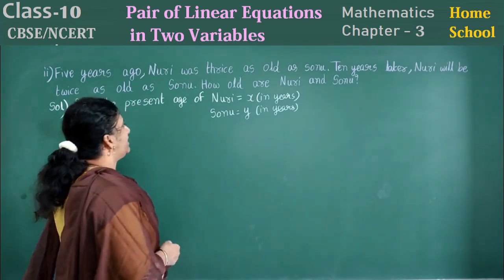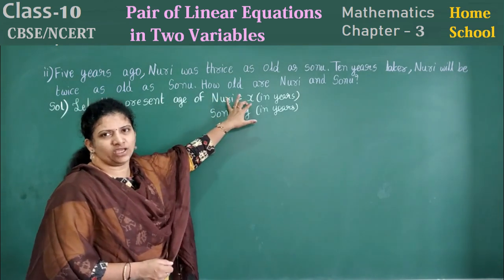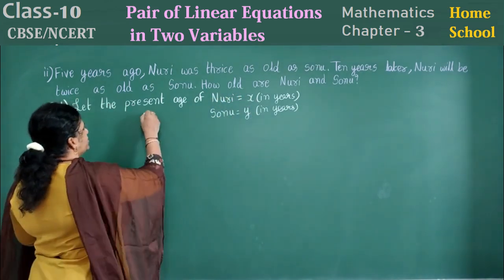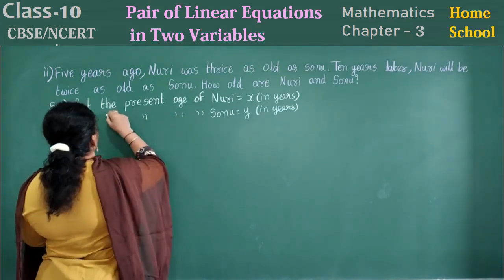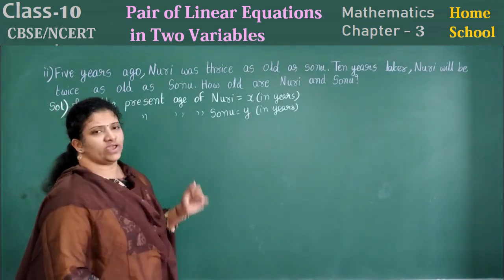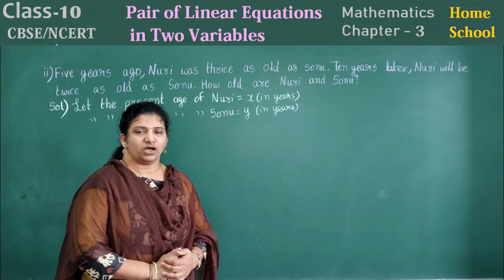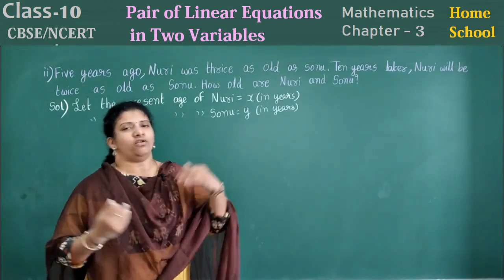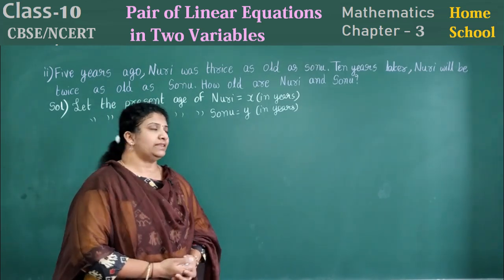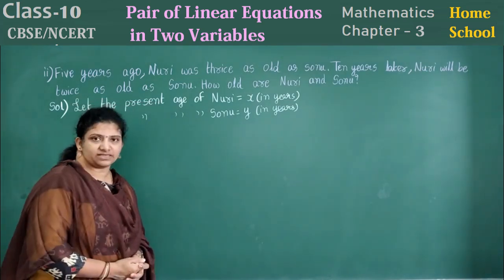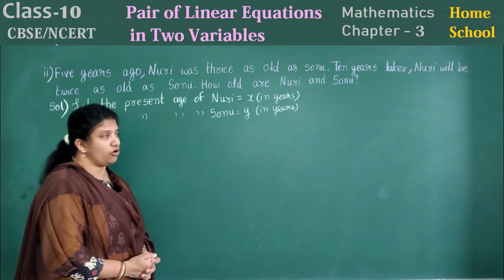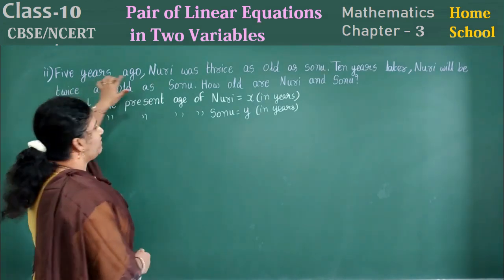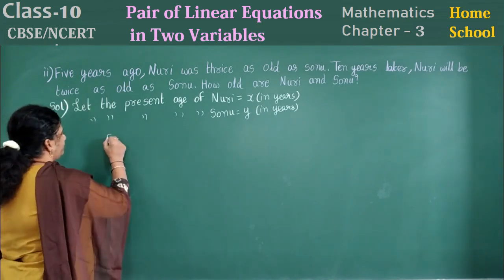Let us assume, let the present age of Nuri be x years and the present age of Sonu be y years. Okay, first we should know the present age, then we go back or front. Right? Let the present age of Nuri be x years. Let the present age of Sonu be y years. Now, 5 years ago.